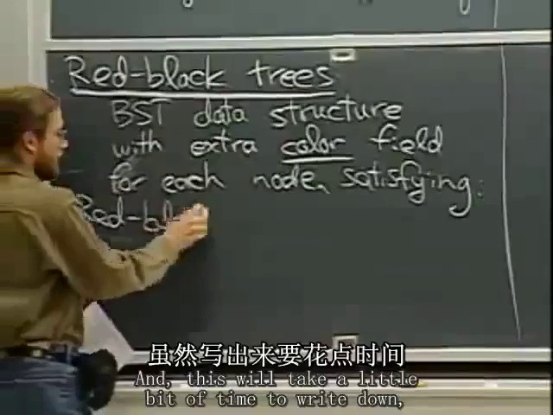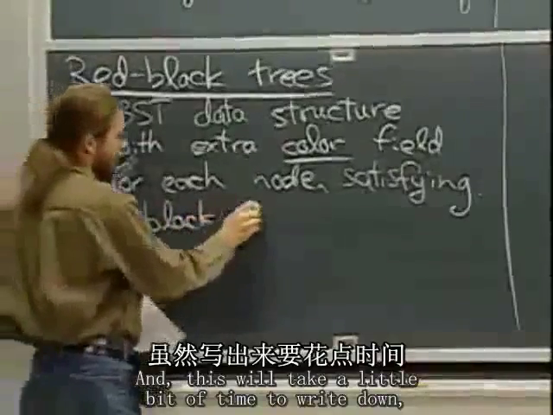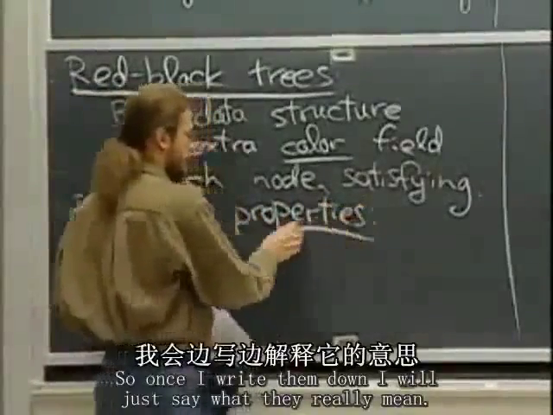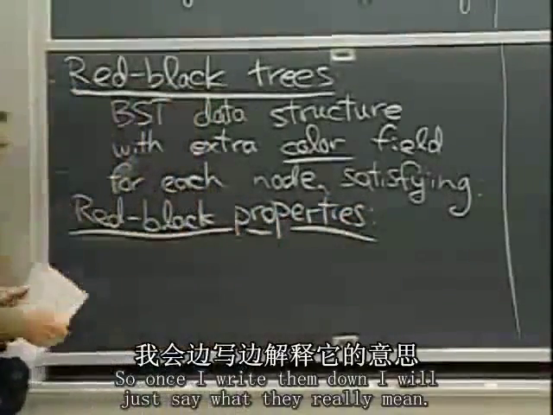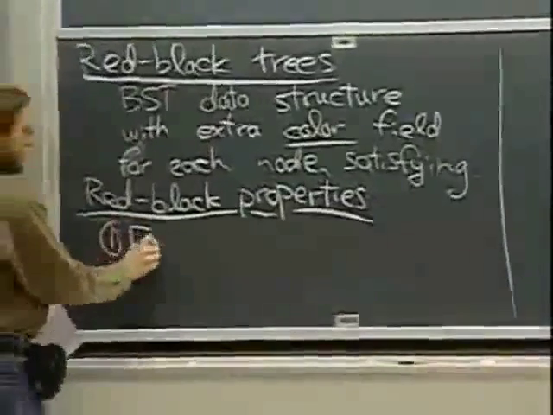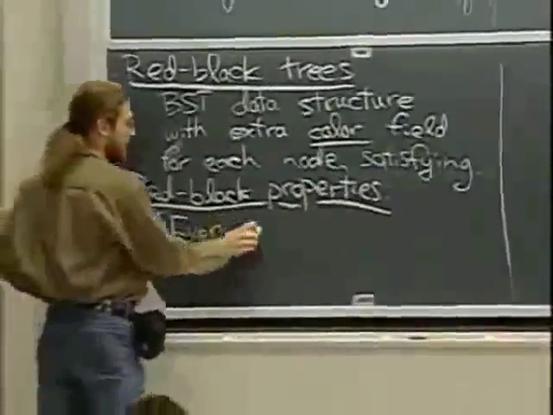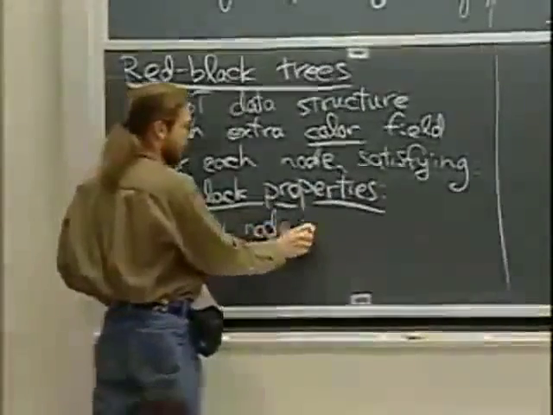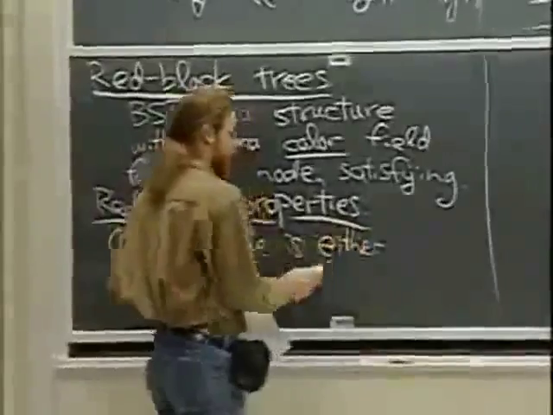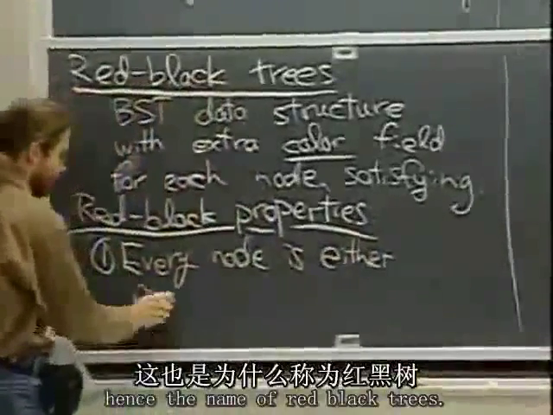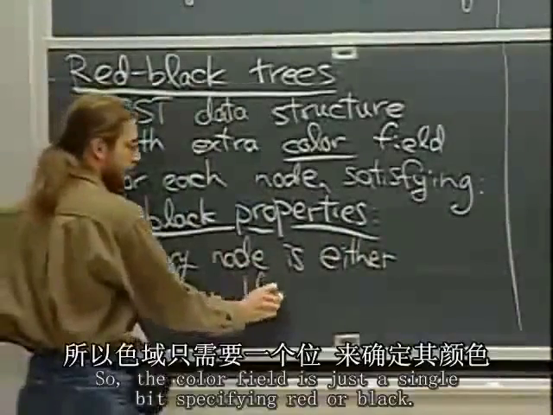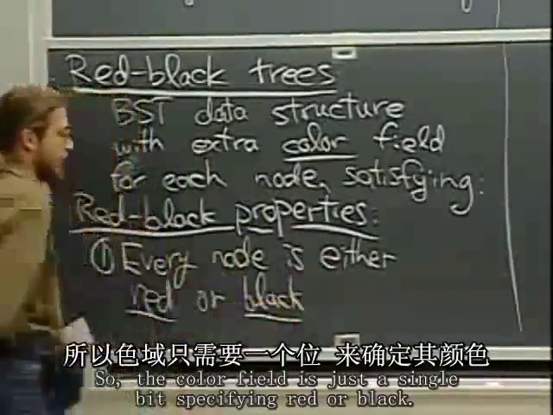And this will take a little bit of time to write down, but it's all pretty simple. So once I write them down, I'll say what they really mean. There's 4 properties. The first one's pretty simple. Every node is either red or black. Hence the name of red-black trees. So the color field is just a single bit specifying red or black.